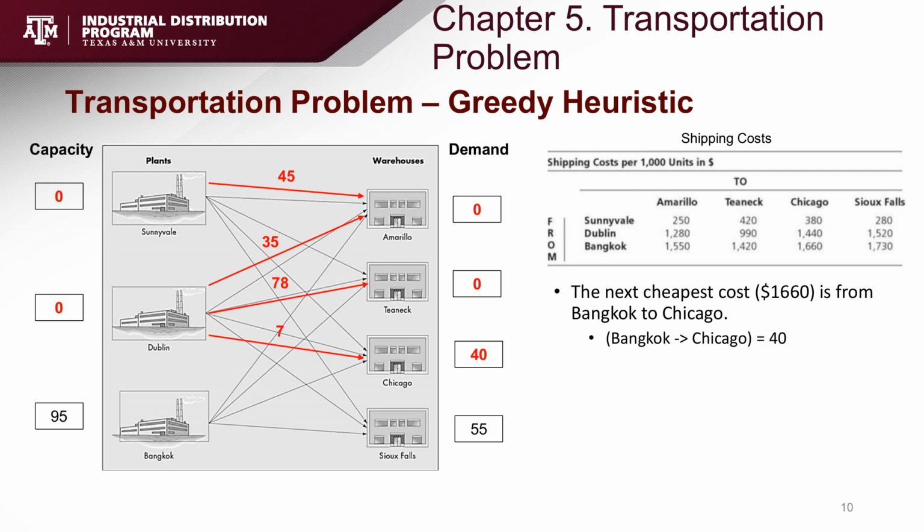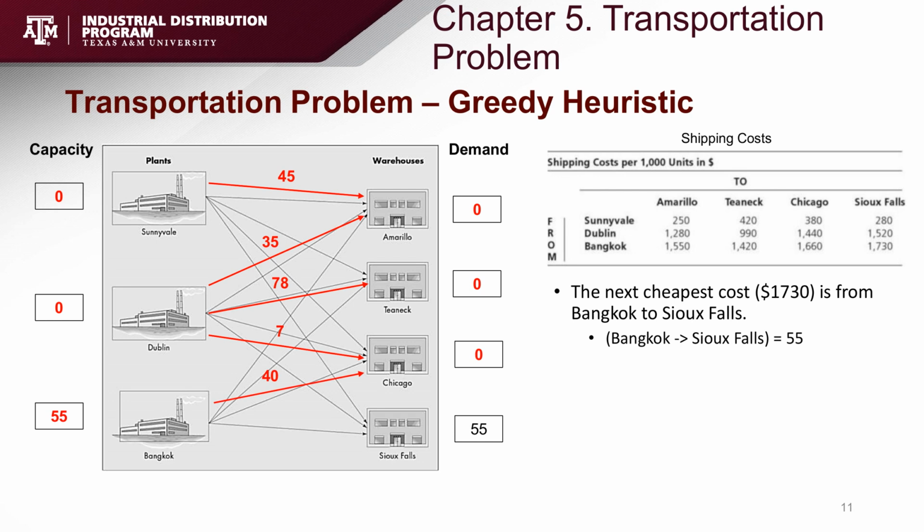Chicago wants 40, Sioux Falls wants 55. The cheaper of Bangkok's 2 options is Bangkok to Chicago at $1,660. Chicago needs 40, Bangkok has 95, and we ship 40. Chicago's satisfied now, and Bangkok has exactly 55 left.